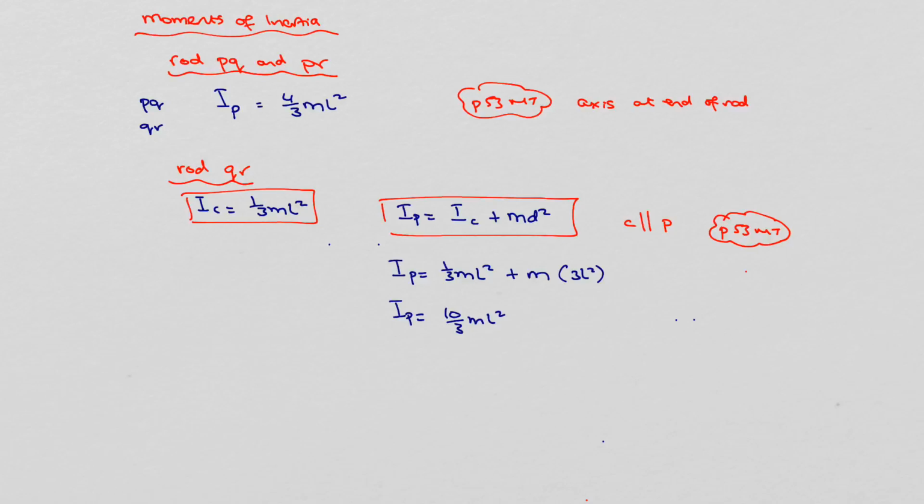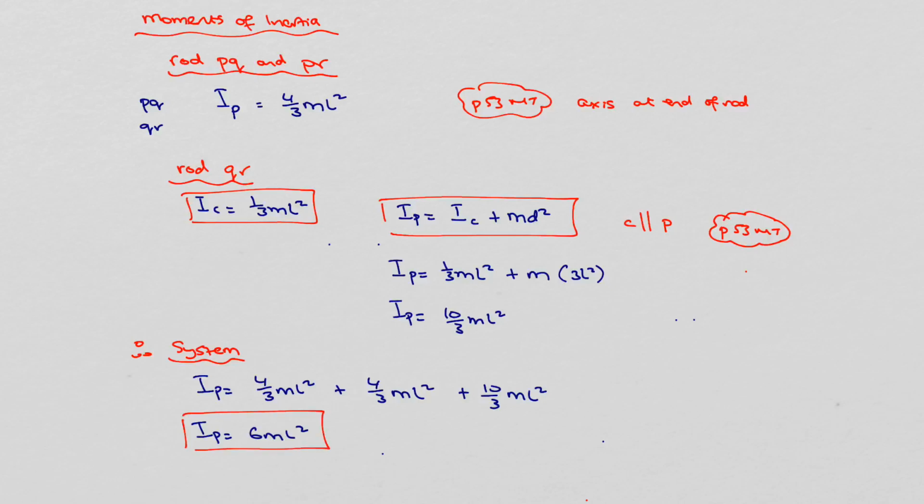So therefore for the system, the three rods making our triangle, the moment of inertia through P is going to be 4 over 3 ml squared for PQ, 4 over 3 ml squared for PR, and 10 over 3 ml squared for the rod QR. So together the total moment of inertia for the system is 6 ml squared. Of course you can do all of that in one go if you want to speed up your time, and there were 5 marks going for that in the exam.